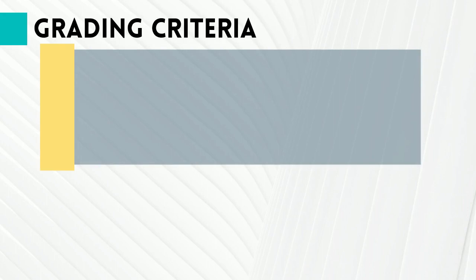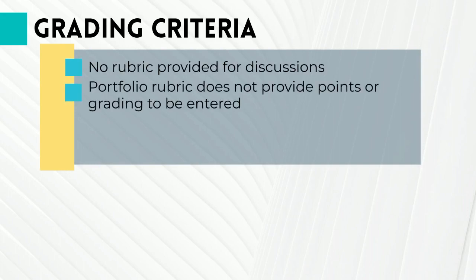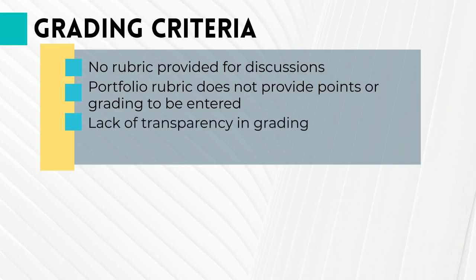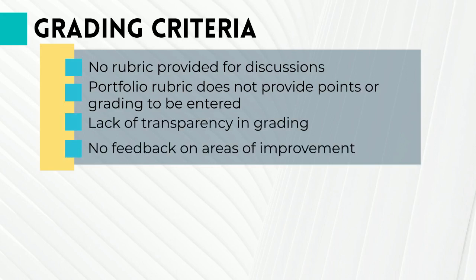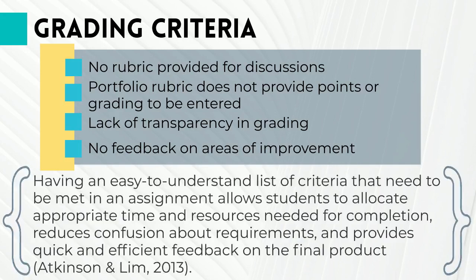Grading criteria. Grading is an important part of any course. In this course, there are no rubrics provided for discussions or other course assignments. The rubric provided for the portfolio project does not provide the scoring system and does not give the option to enter the scores directly onto the rubric. This will result in a lack of transparency in grading and a missed opportunity to provide feedback to students on areas in need of improvement. An easy-to-understand list of criteria that needs to be met to complete an assignment is essential for students so that they can allocate the appropriate amount of time and resources to a project and limits confusion about what is required and how it will be graded.